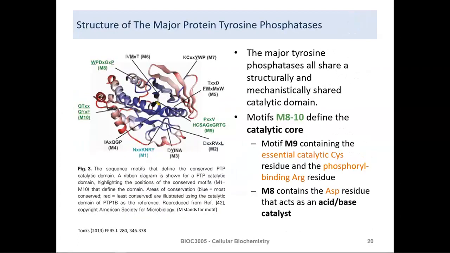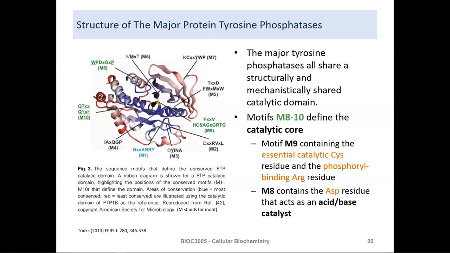If we take a closer look at the structure of the major tyrosine phosphatases, they all share a similar structure and mechanism in their catalytic domain. The important motifs of this domain are M8 to 10, which define the catalytic core, where motif M9 contains the essential catalytic cysteine residue and the phosphoryl binding arginine residue. Motif 8, or M8, contains the aspartate residue that acts as an acid-base catalyst. And we'll have a look at the mechanism on the next slide.